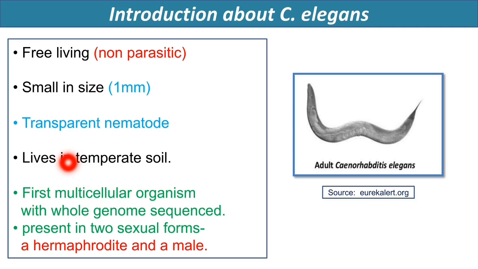C. elegans mostly lives in temperate soil environments and is mainly present in two sexual forms, that is a hermaphrodite and a male. Most of the C. elegans are hermaphrodites, that is they contain both male and female sex organs. So in the next slide we will discuss its anatomical structure.